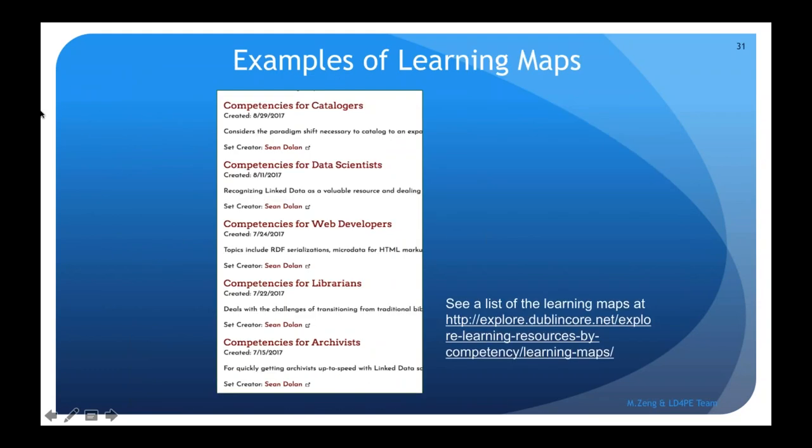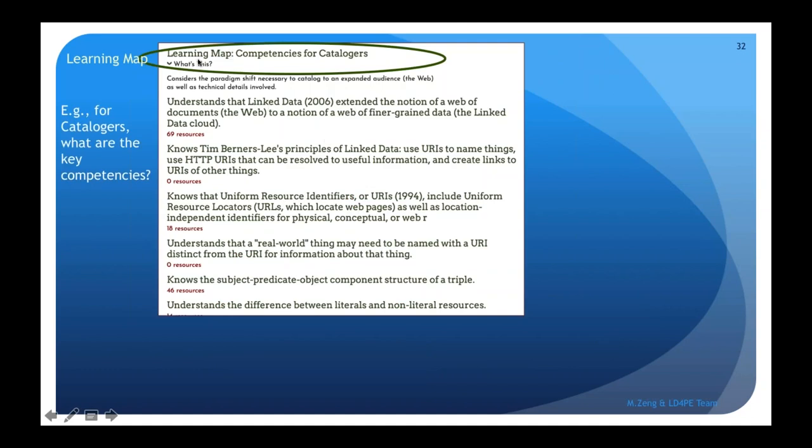For example, the learning maps created for, say, as a cataloger, what are the competencies you should have? If you're a data scientist, it will be different, or if you're a web developer, what are the competencies you should know, right? Or generally for librarians, for people working in the archives. Those are the examples that you can check. Let's take one as an example. The learning map: competencies for catalogers.